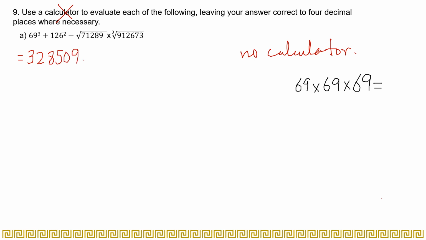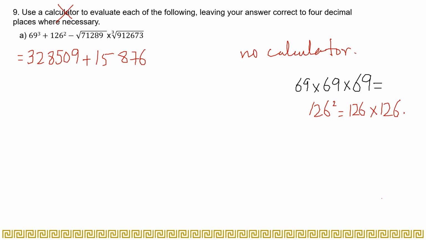328,509, right? And plus, 126 squared means 126 is multiplied 2 times, right? So when you multiply it 2 times, you will get 15876, right?